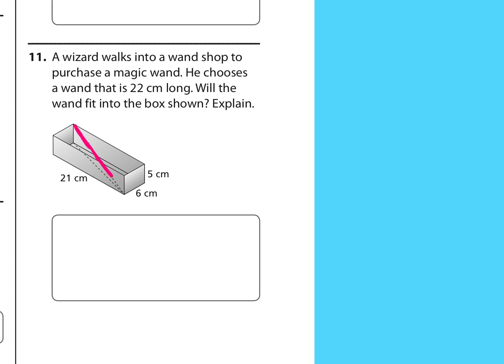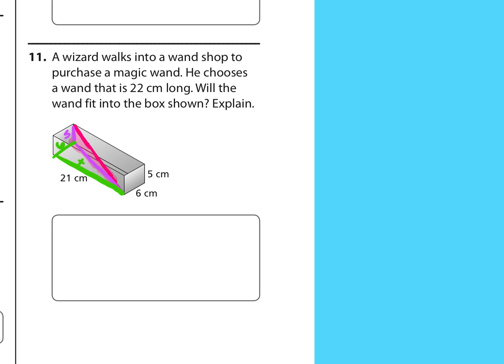So it needs to be less than this longest possible diagonal that goes from corner to corner within this three-dimensional space. To find that, I have got to take this little triangle here and solve for C, that diagonal we're looking for. So I know that the height here is 5, and I don't know this value. This value is unknown. I'm going to call it x. To get to that value, I know 21 and I know 6.